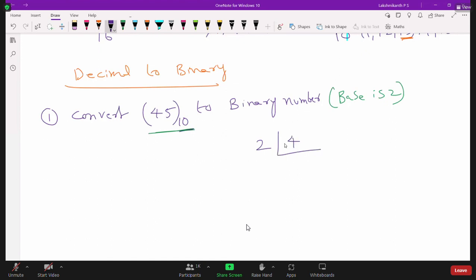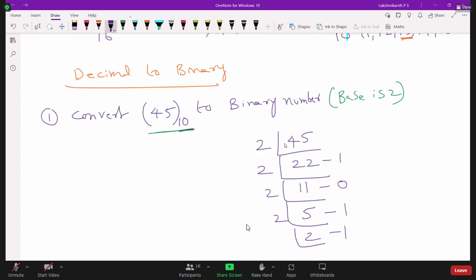You should write the remainders here. Now 2 times 22, what is the remainder here? 1. Next, 2 times 11, what is the remainder? 0. Next, 2 times 5, 10, so the remainder is 1. Then 2 times 2, the remainder is 1. Until we get 0 and 1, we should write. Now 2 times 1 is 2, so here the remainder is 0.